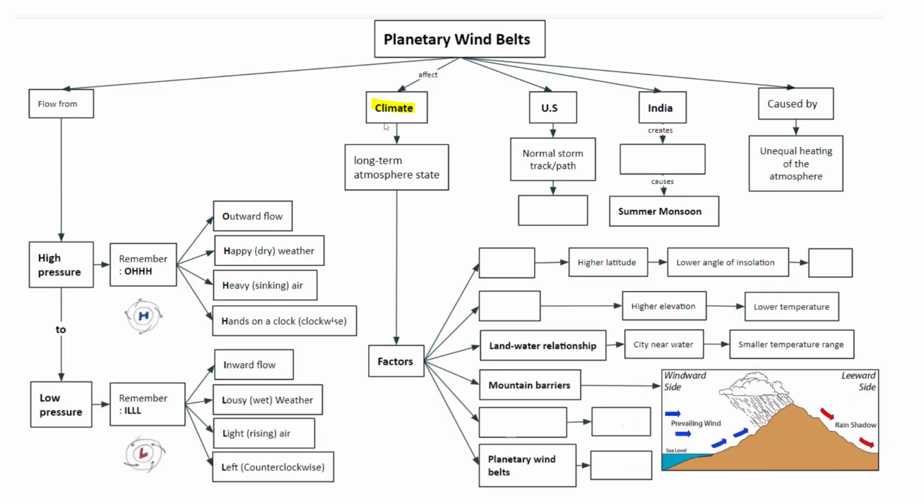So this is already given, I believe, in your note packet. Planetary wind belts affect the climate, right? And the climate is the long-term state of the atmosphere. And we're talking about the factors that affect climate right now.